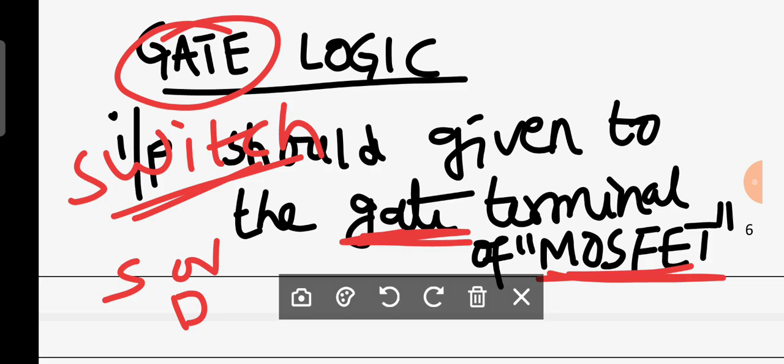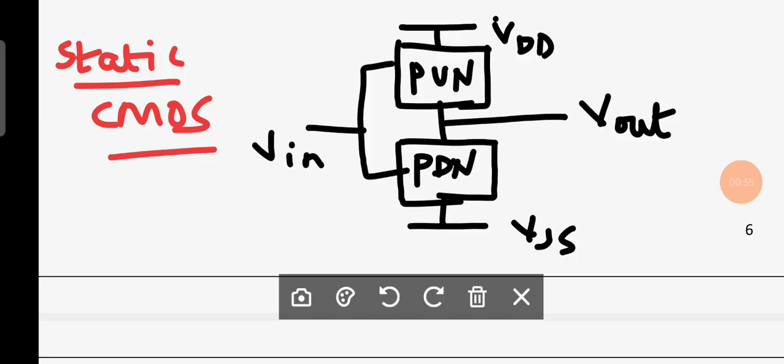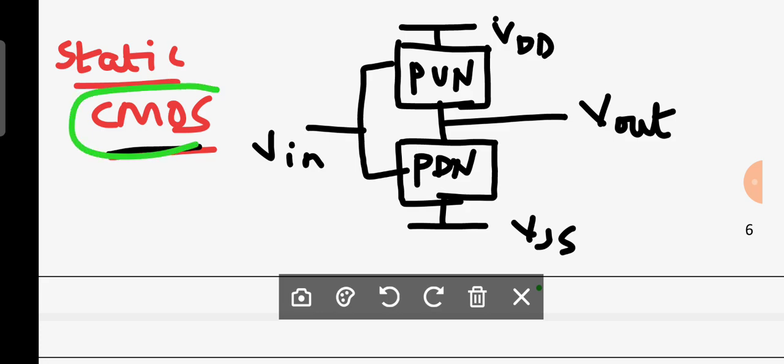Now we will talk about the static CMOS and the implementation of gate logic with some basic gates and other complex gates. Is it clear? Okay. Now you can observe that we are discussing static CMOS, a complementary metal oxide semiconductor. A very important point here: the complementary metal oxide semiconductor consists of two networks. One is the pull-up network and the other is the pull-down network.